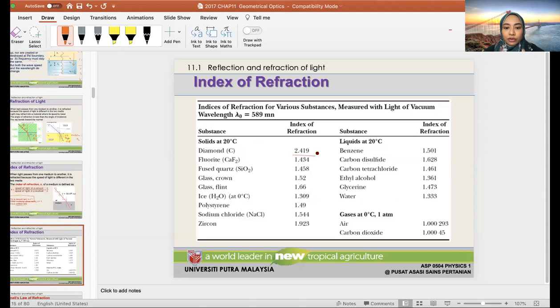So diamond has 2.41, and this is a solid. For a liquid, such as water, it is 1.33, so it's less dense. Then you have air as 1. Air and carbon dioxide are almost the same, except the fourth decimal place onwards is different. So solid is commonly known to have a higher refractive index. Liquid is known to have a lower refractive index than solid, but higher than air. And air, vacuum, reference point 1.